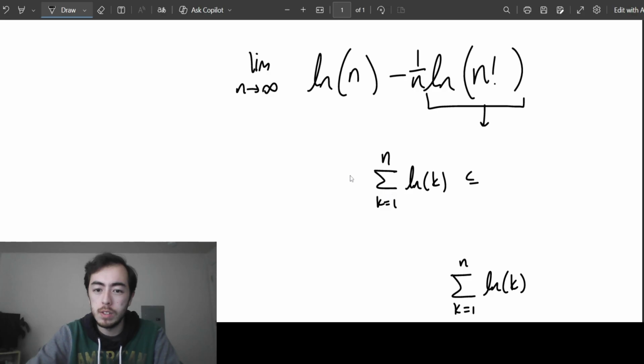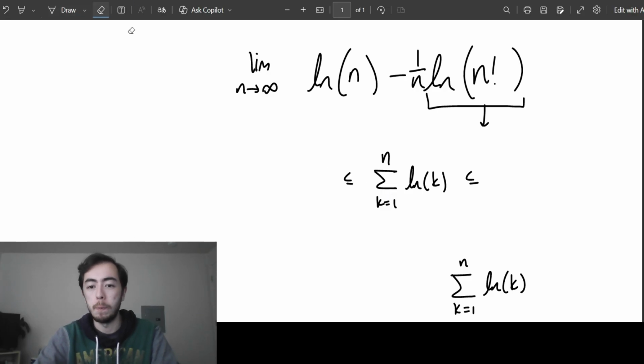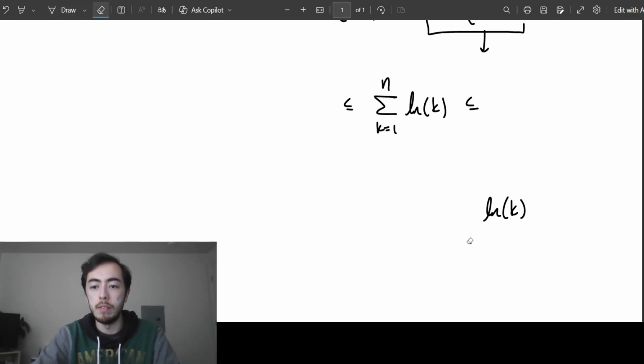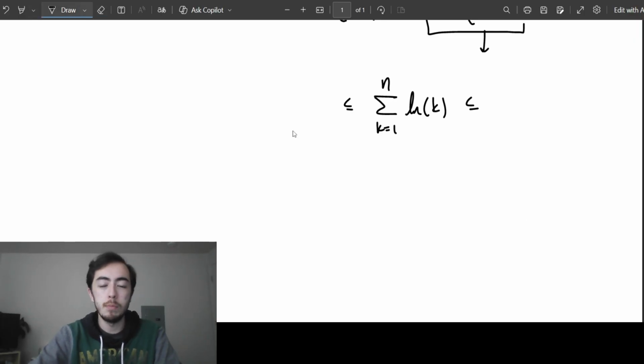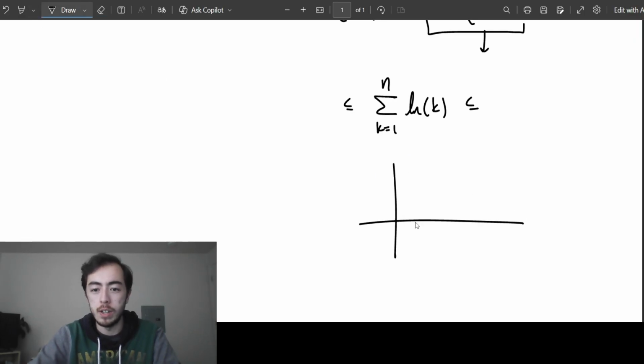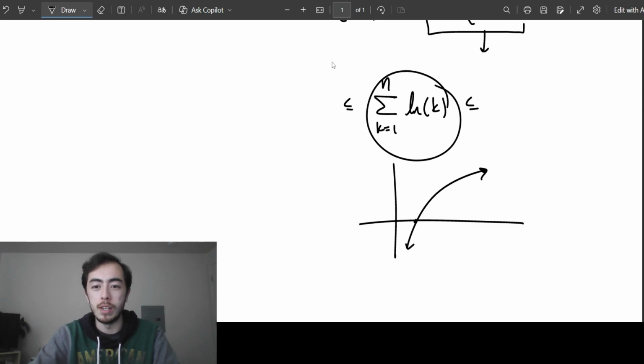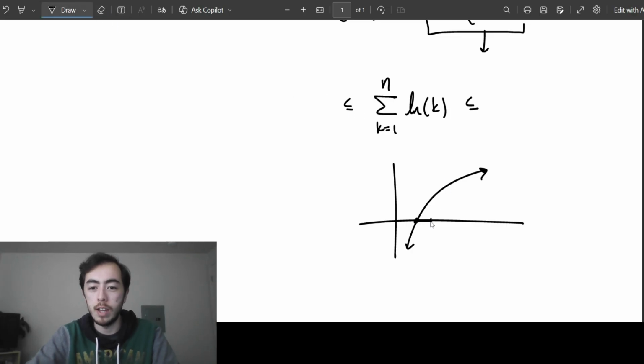I'm going to use integrals, I think, here to bound it from above and below. And the idea being, let's draw a natural log graph real quick. The idea being that we can think of our sum here as a Riemann sum, and then we can find some integrals that overestimate and then underestimate our Riemann sum.